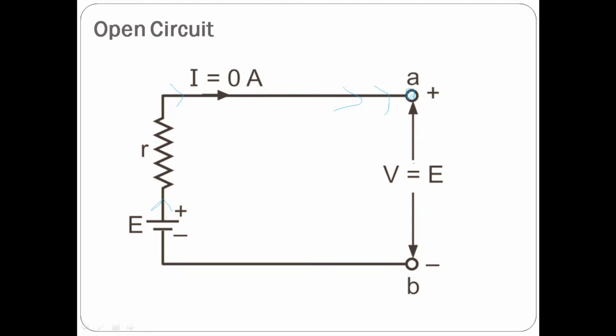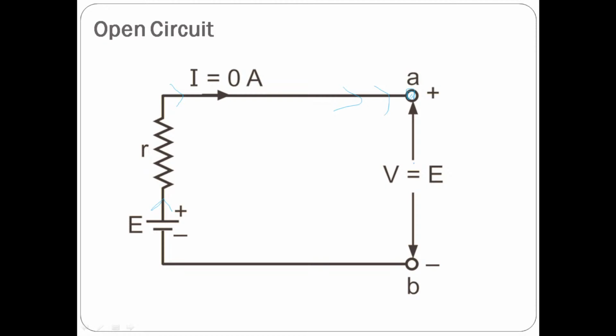So you can see here, I is equal to 0 amperes. Even though there is a voltage source here, no current will flow in the circuit if the circuit is open. But voltage will appear across the terminals. Voltage will be there. V is equal to E.